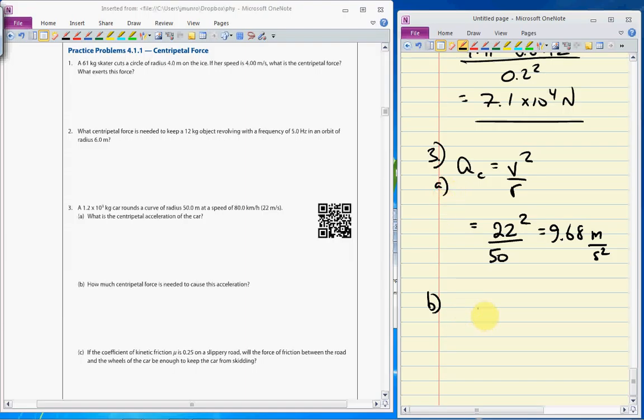In part B, how much centripetal force is needed to cause this? We just apply F is equal to m times a and plug the mass in there. It's a 12,000 kilogram car. From this you get 1.2 times 10 to the 4 newtons.